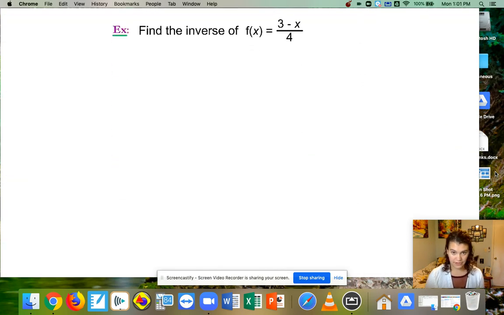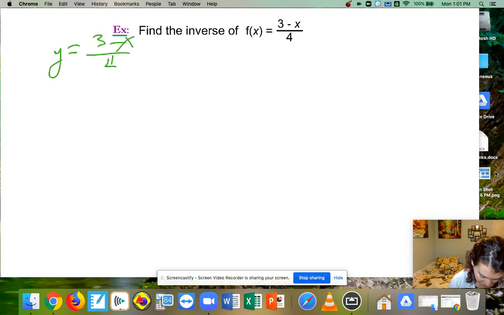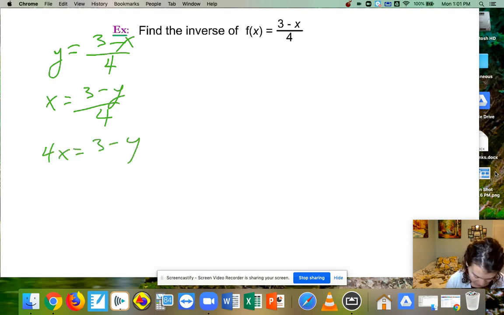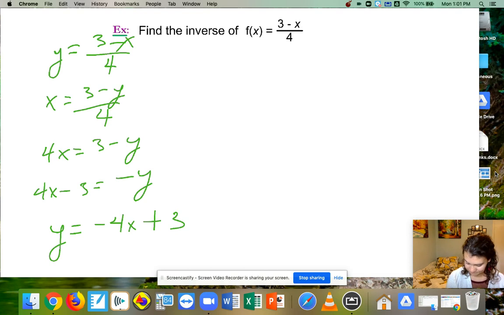So we want to find the inverse of this. Start by replacing the f of x with the y. So you get y equals (3 minus x) over 4. Now you switch the x and the y, so we get x equals (3 minus y) over 4, and then solve. Multiply both sides by 4, gives you this. Subtract 3 from both sides, gives you this. Multiply by -1, you get -4x plus 3. And that is your inverse.